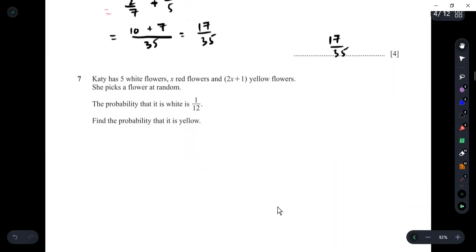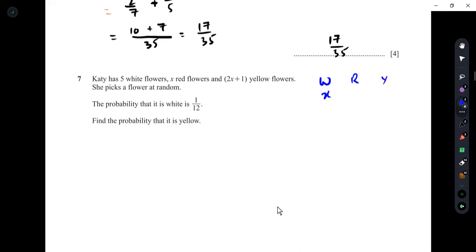Katie has 5 white flowers and x red flowers and 2x plus 1 yellow flowers. Okay, so let's categorize them. So we have white flowers, we have red flowers, and we have yellow flowers. Number of whites are 5, red are x and yellow are 2x plus 1.